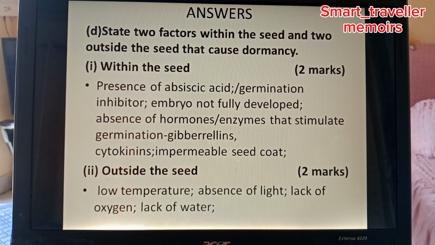So how many causes can you see there? But you are choosing only two. We have presence of abscisic acid, embryo not fully developed, absence of hormones that stimulate germination, impermeable seed coat. Outside the seed, low temperatures, absence of light, lack of oxygen, lack of water. So from any two of those, you get your 2 marks.